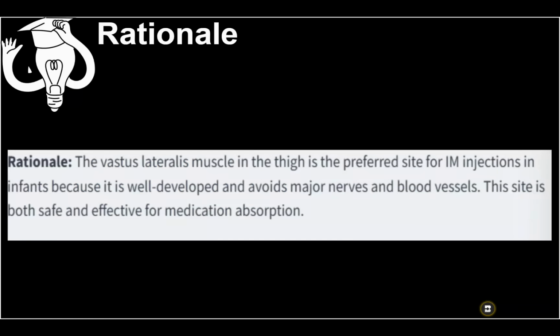Now, the rationale for this is that the vastus lateralis muscle in the thigh is the preferred site for those IM, those intramuscular injections in infants because it's well developed and avoids major nerves and blood vessels. This site is both safe and effective for medication absorption, and that vastus lateralis muscle is the outer thigh muscle.